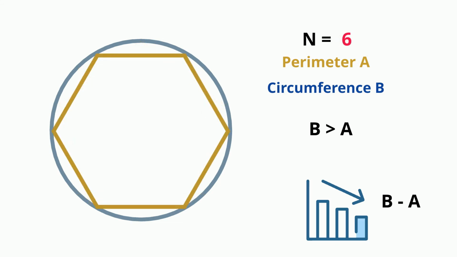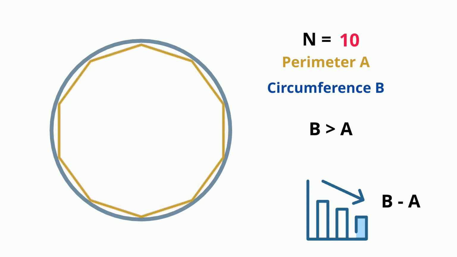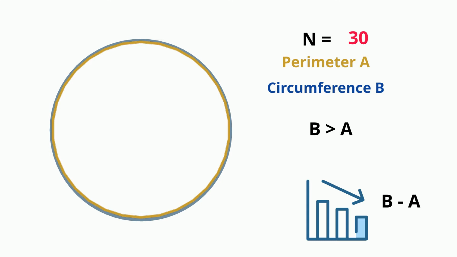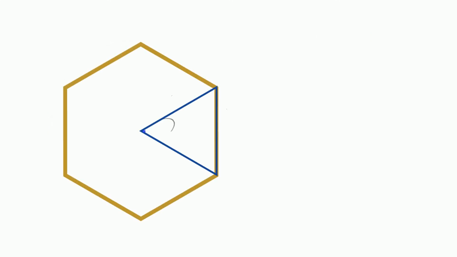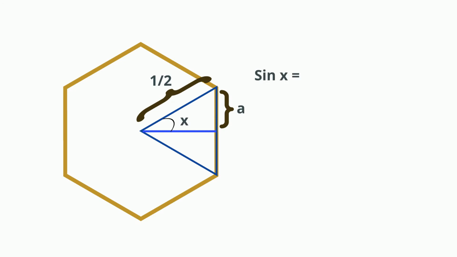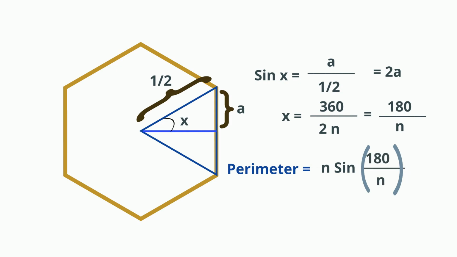As you may have guessed, as we increase n, the difference between B and A will keep on decreasing. This means if we can make a polygon with a very high number of sides, it will be almost similar to a circle. To find the perimeter of a polygon with n sides, we can simply use the trigonometric formula of n sine of 180 degrees divided by n.